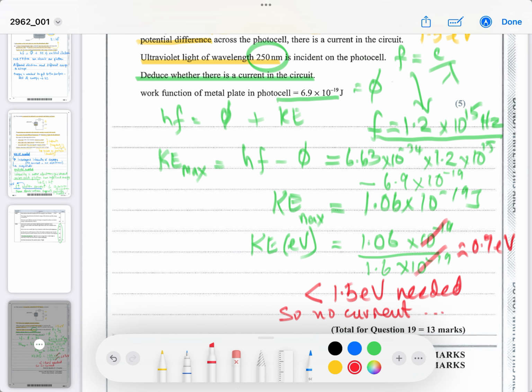Okay, so the first mark is use of this to get the frequency, use of hf to get the energy in joules, take away the work function, another mark, that's 3, convert the kinetic energy into electron volts, and then show that 0.7 is less than 1.5 electron volts, so you get no current.